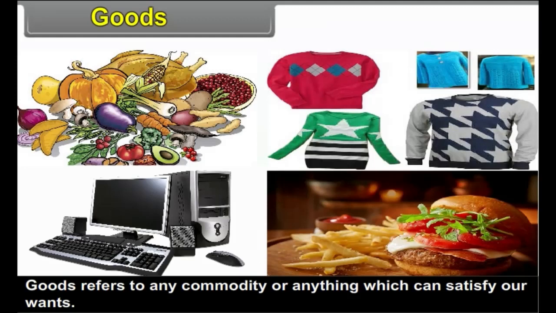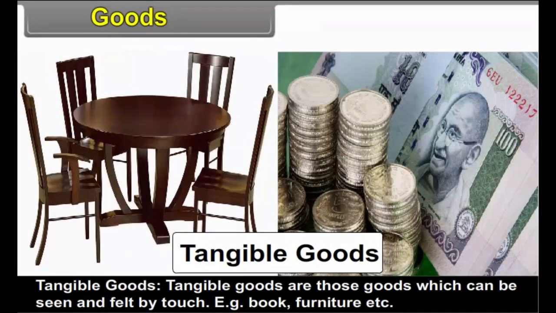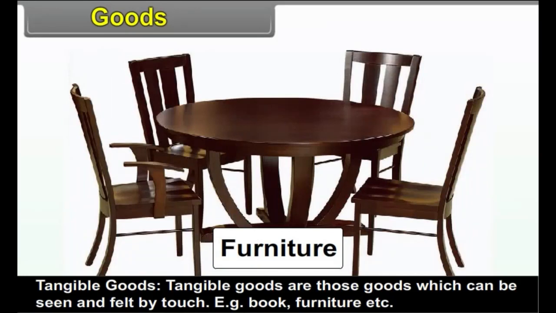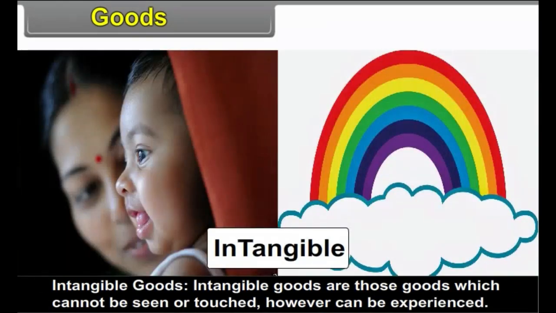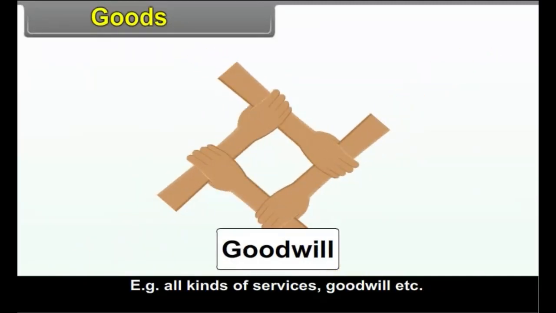2.3 Goods. Goods refer to any commodity or anything which can satisfy our wants. In economics, goods can be tangible or intangible. Tangible goods. Tangible goods are those goods which can be seen and felt by touch. For example, book, furniture, etc. Intangible goods. Intangible goods are those goods which cannot be seen or touched, however, can be experienced. For example, all kinds of services, goodwill, etc.